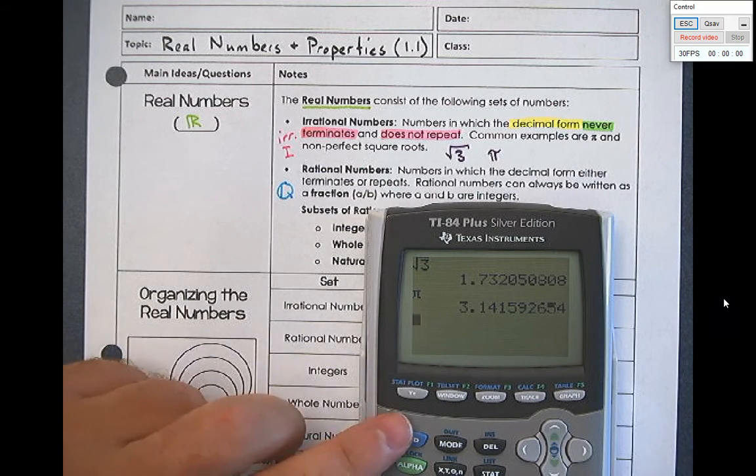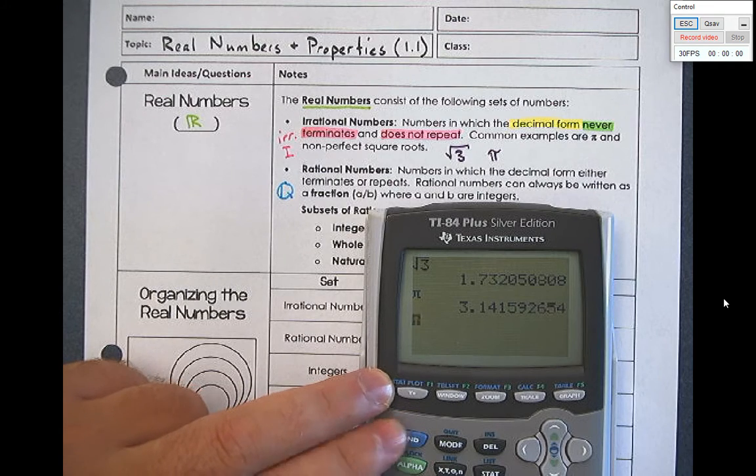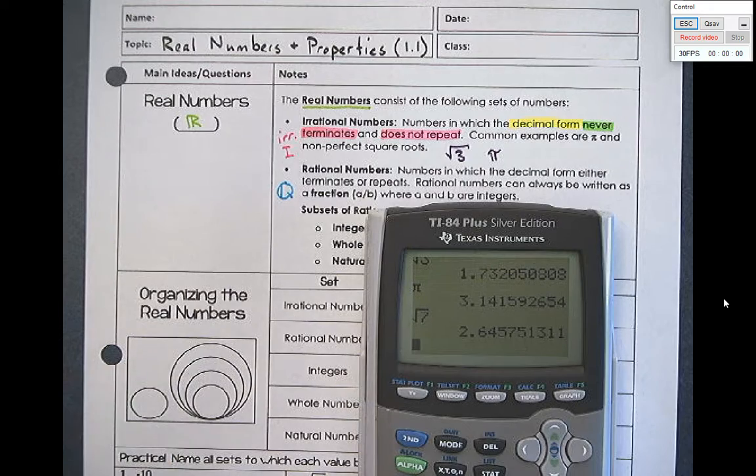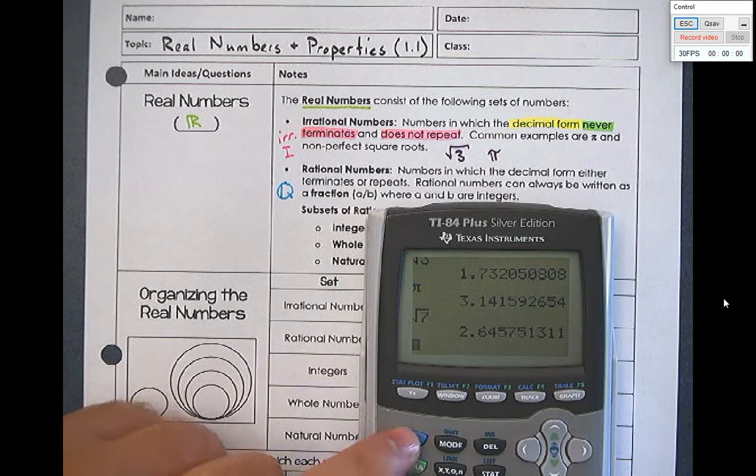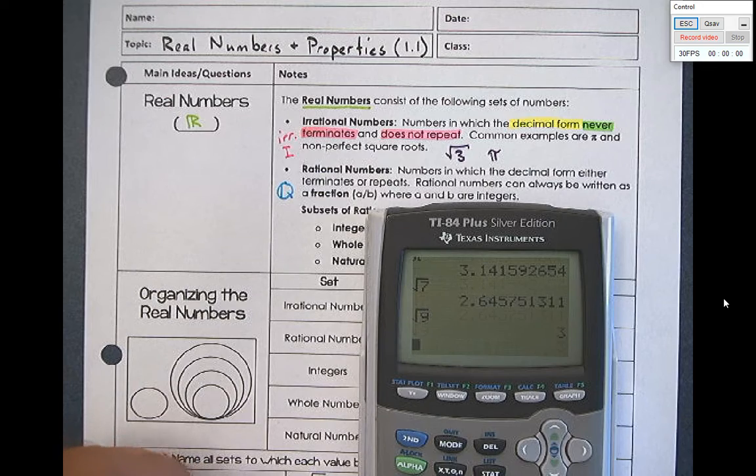Pretty much any not-nice square root, any square root of a non-perfect square, is going to be an irrational number, like the square root of 7. That's different than, let's say, the square root of 9. Does that terminate or repeat? Yeah, it stops. It's 3, boom, 3.0, it's done. It terminates. That's what I mean by terminate. Let's take the fraction 1/3. It repeats. See how it's 0.3333? Those are not irrational numbers.